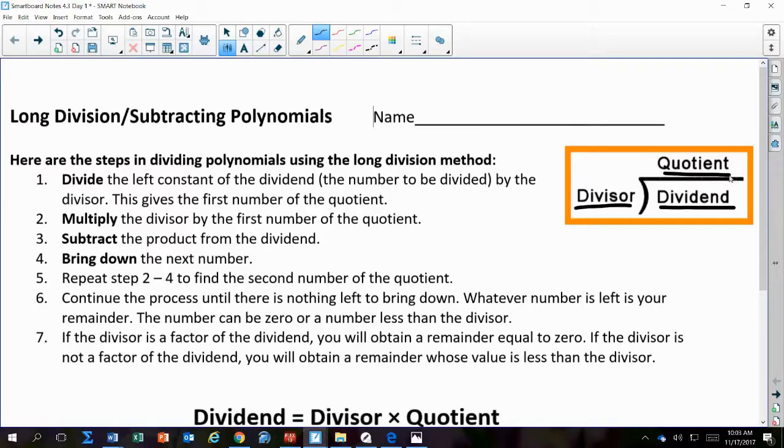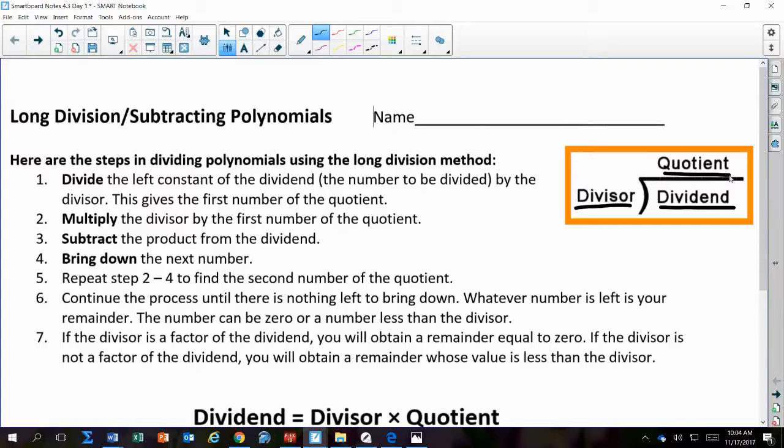So here are the steps to dividing polynomials using long division. First, you divide. Divide, multiply, and subtract. Just bring it on down, bring it on back. Divide. That's the first step. It says divide the left constant of the dividend, this guy right here, by the divisor. This gives you the first number of the quotient. So you put your answer up here.